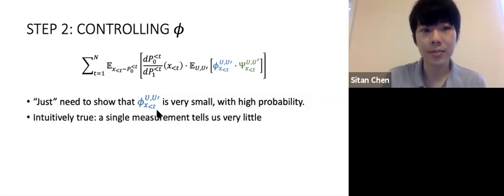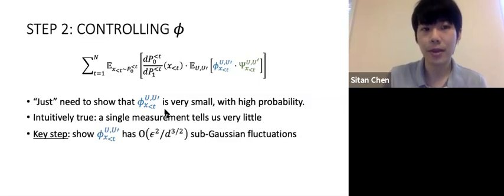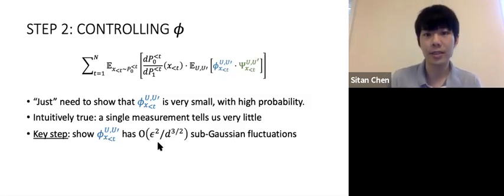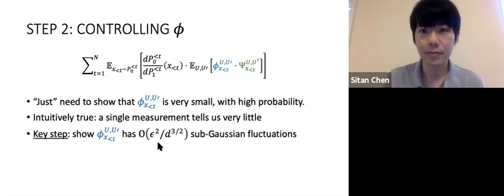This makes sense because this phi quantity is just the power of a single measurement for distinguishing between rho u and rho u prime. So it should tell us very little on average over u and u prime. And indeed what we show, and this is sort of the key technical step of our paper, is that this phi quantity actually concentrates quite well. In particular, it concentrates with roughly epsilon squared over d to the 3/2 fluctuations, which explains the sample complexity we expect in the non-adaptive case.